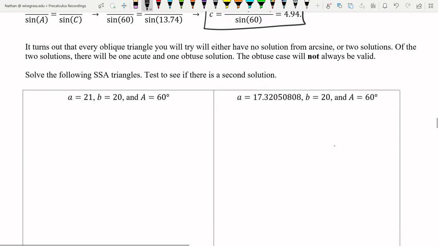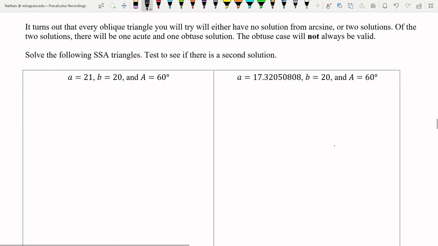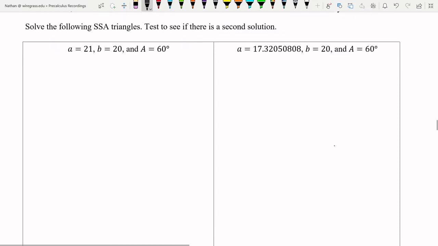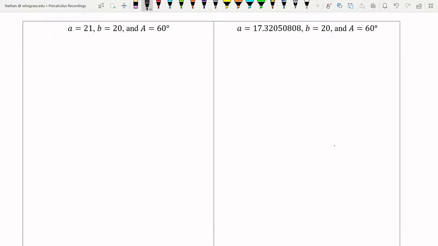Sometimes that obtuse angle will not be valid, and you'll see that when you're trying to find the last angle. You're going to have something that adds up to be more than 180 degrees, and that can't be. So all we have to do really is test to see if the second solution that you get from it is valid. Of course, you need to first understand that there may not be a solution, so keep that in mind. All right, let's look at these two scenarios here.